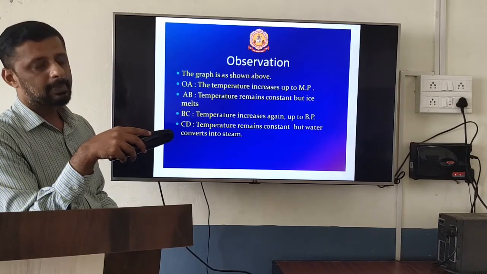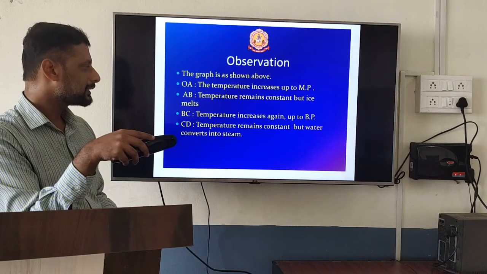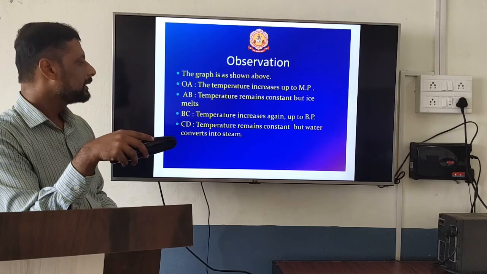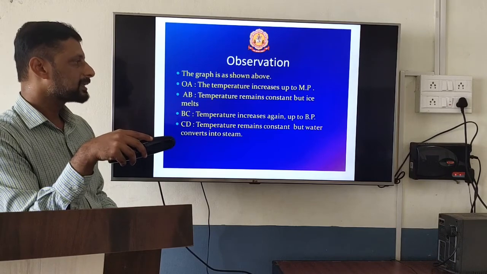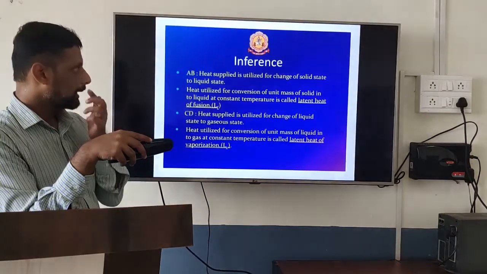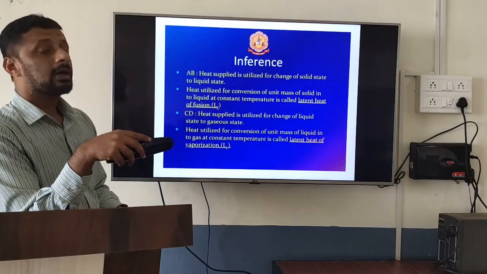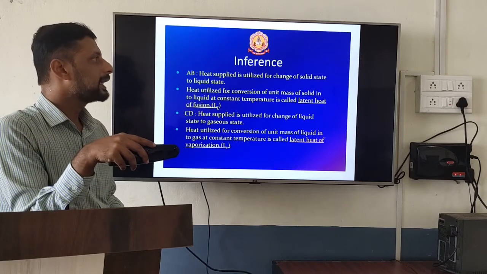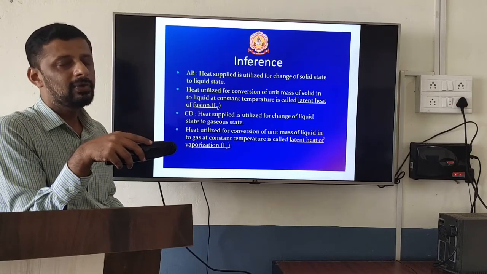AB represents the temperature remains constant during the change of state. BC: the temperature increases again up to the boiling point. CD represents the temperature remains constant, but the water gets converted into steam. So along the curve AB, heat energy supplied is utilized for what? Change of state, that is from solid to liquid.